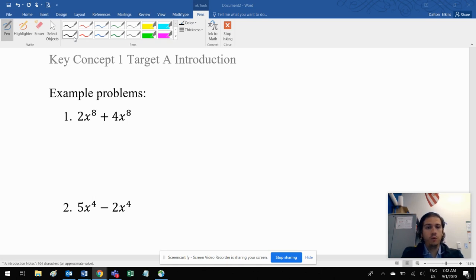All right, good morning. This is part 2. We're going to show some examples of combining like terms. So here in this first example, we have 2x to the power 8 and 4x to the power 8. We want to add them together. So let's first make sure that they are like terms.